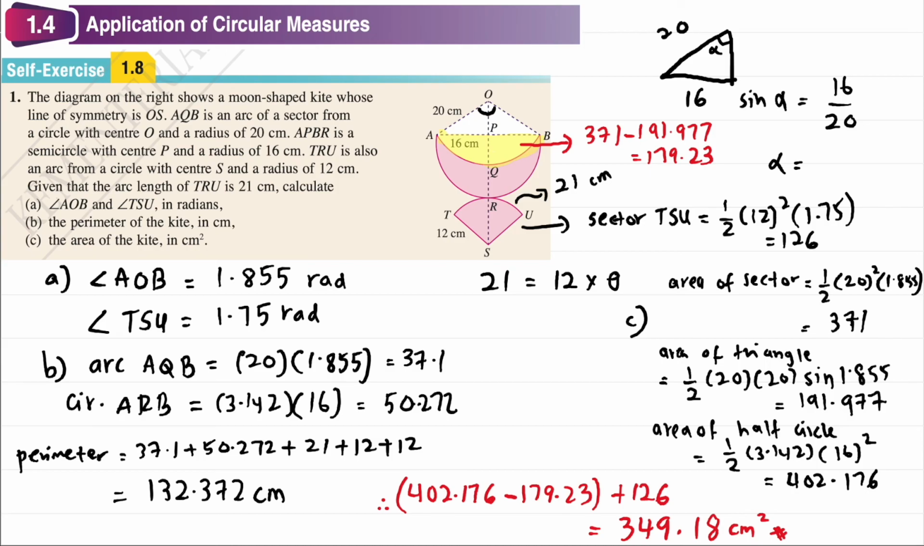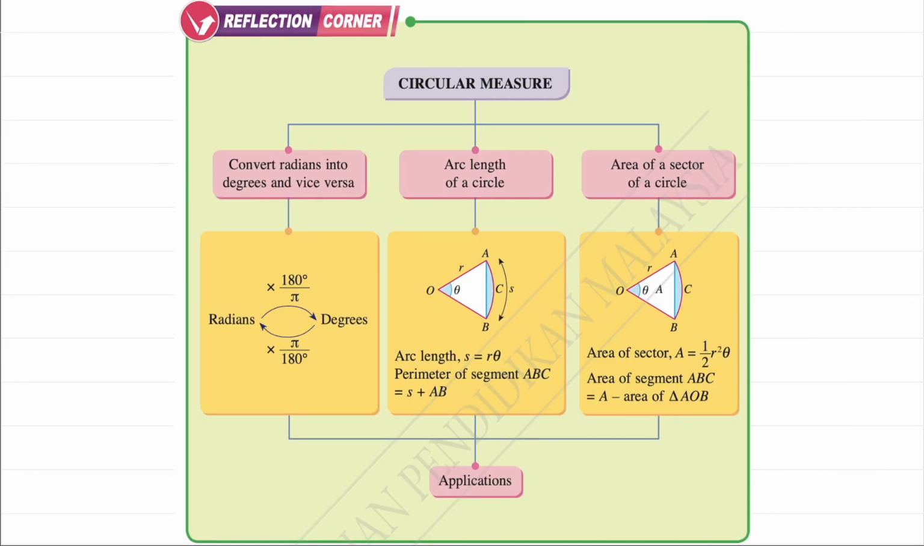Later you can pause the video to see the solution. So we have finished chapter 1 basically. We learned how to convert radians into degrees and vice versa, and also the arc length of a circle and how to find the perimeter of a segment. And also the area of sector formula today. And how to find the area of a segment, where we need to apply the formula for area of triangle and also Heron's formula.